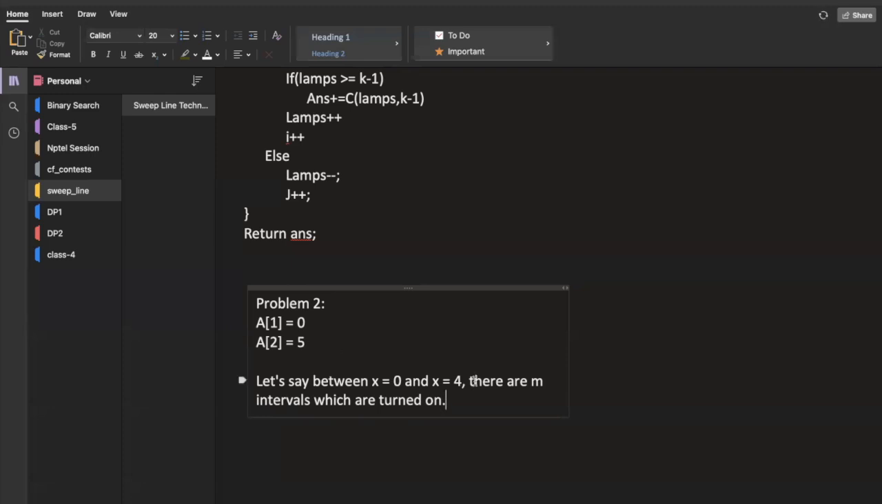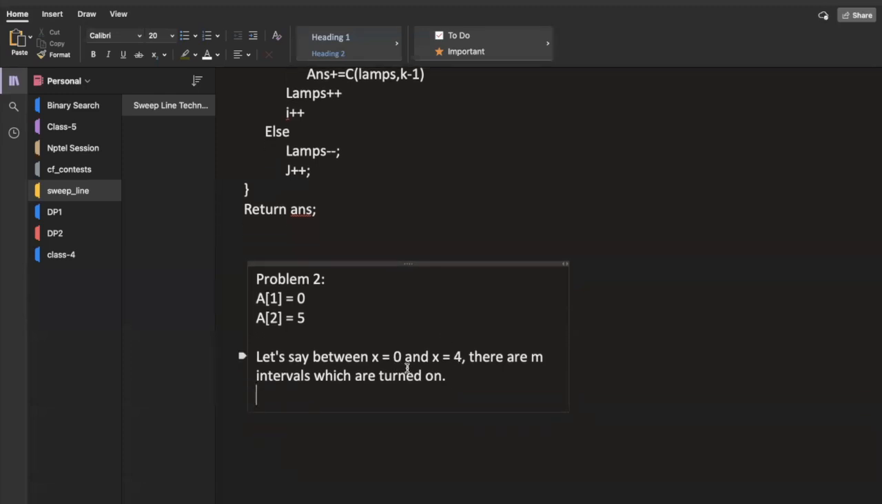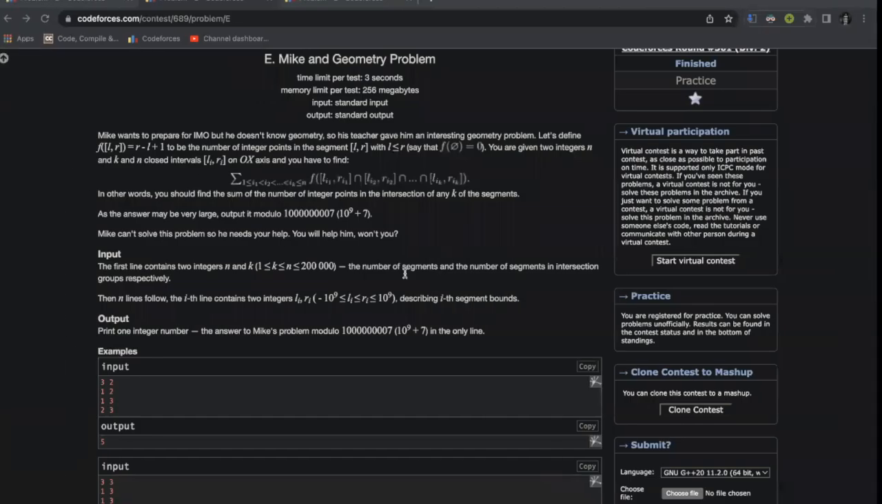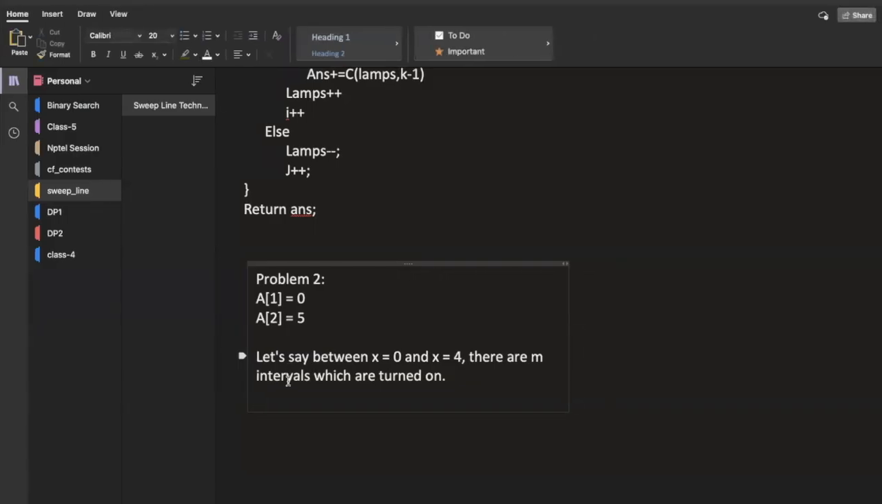If this value m is greater than or equals to k, then the number of intervals which are turned on is greater than or equals to k. Is there the notion of k here? Yeah, we have to choose a subset of size at least k, right? So if the number of intervals which are turned on is greater than or equals to k, then previously we were just taking mCk, and that was the value that we were adding to our answer. But here, instead of taking 1, we have to add the length of this interval, right?